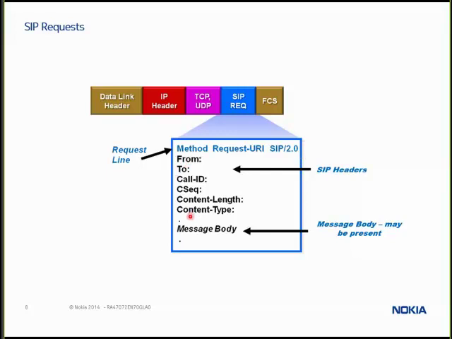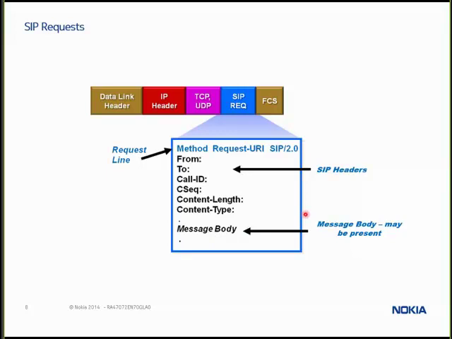Inside the message, we're going to have a set of SIP headers. Now, there's a whole bunch of headers that we could have. And after the headers, we could have a message body that may or may not be present depending on where we are in the signaling process. So if I'm responding to something, I don't necessarily have a message body.